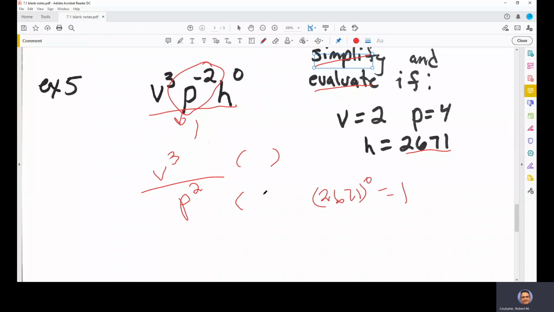This power of 0, man, guys, this is so easy. It helps us so much. They put it in there just to trick us. You get to pretty much just ignore them when we see them.